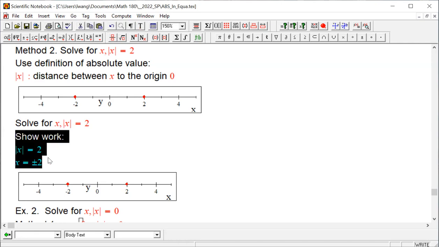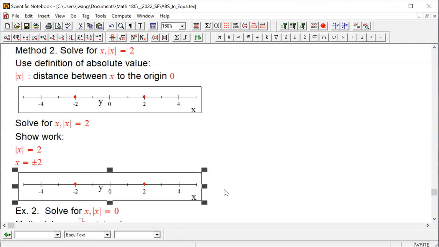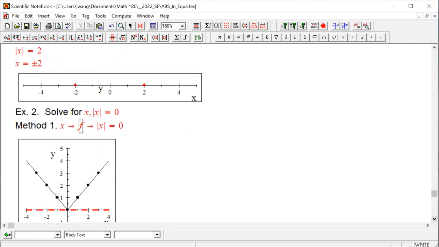How do you show your work? That's all you need to show, really. So that's the first question. You can show your number line, so you don't need to draw the graph. You can tell the solution from the number line. Okay, second example.